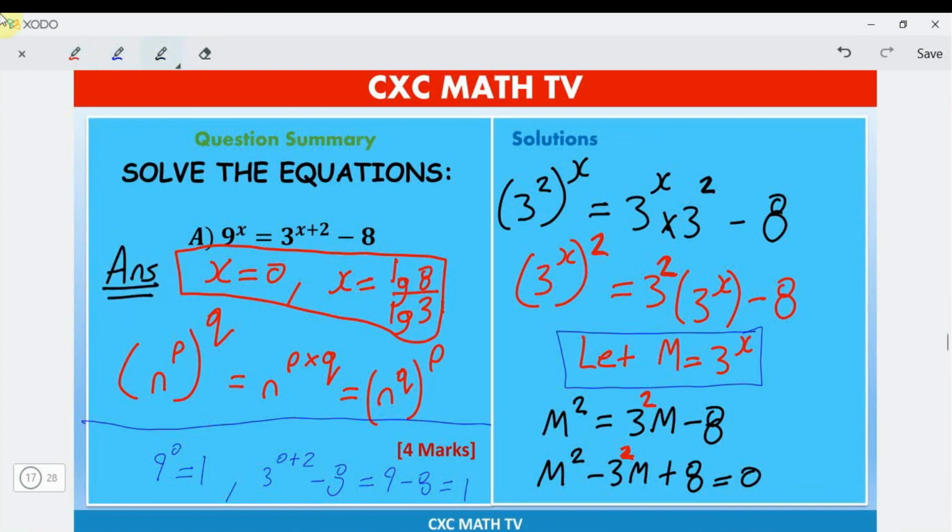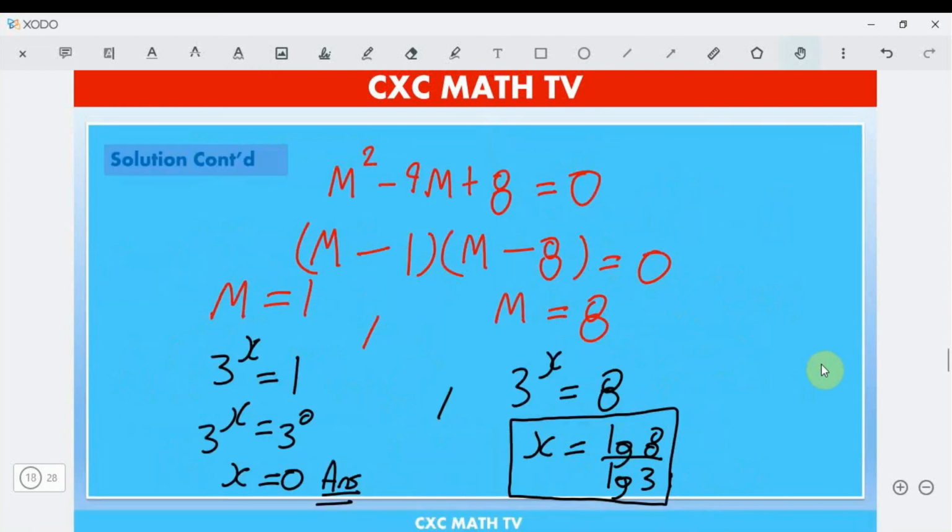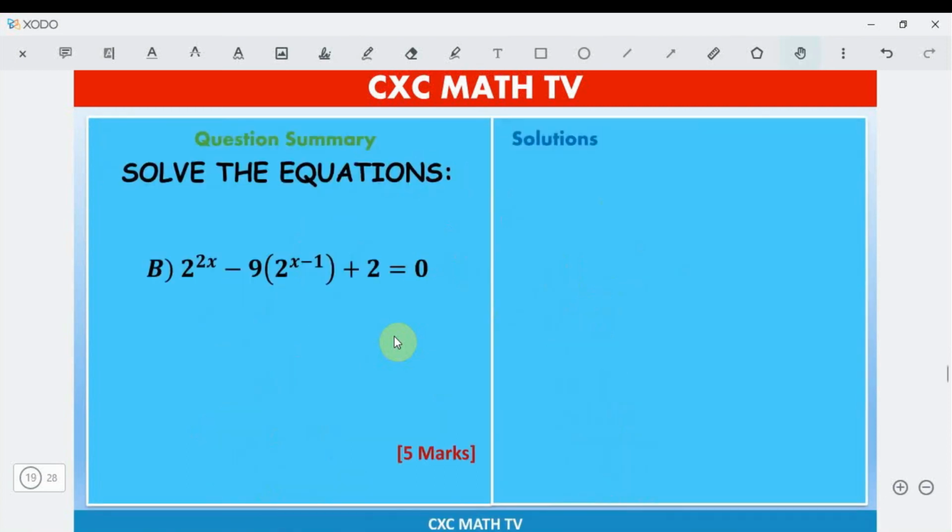Alright? Nice. So notice how we use laws of indices to solve an equation. The equation went from manipulating laws of indices to end up being a quadratic, to end up solving a quadratic. And this is known as a hidden quadratic equation. So let's do one more hidden quadratic equation. So pause the video and attempt this one for me, please.